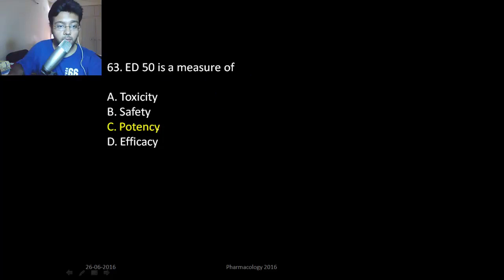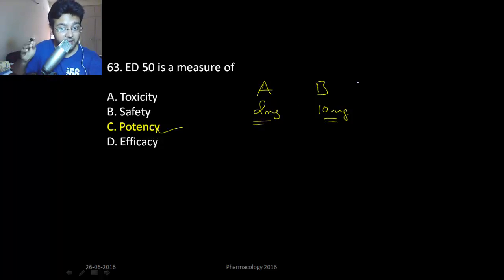ED50 is a measure of potency. What is potency? Potency is a relative term. Let's say you have drug A and B. A is given at 2 milligram and B is given at 10 milligram. Which one is more potent? If both are developing the same effect, then A is more potent than B. If both are producing the same effect, that means if both have the same efficacy, A is more potent than B.